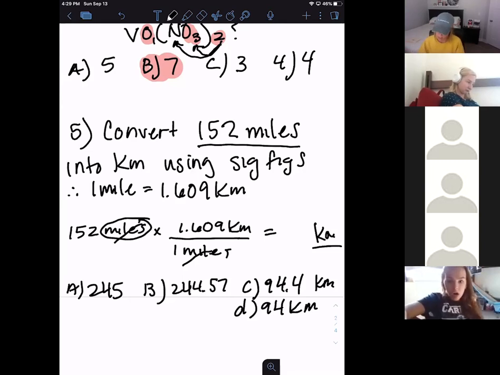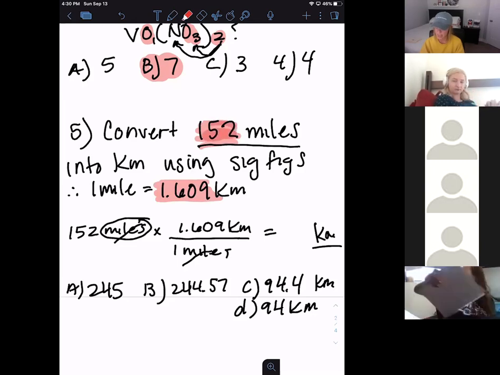But at this point, miles and miles cross out. So I'm basically taking 152 and multiplying it by 1.609. Now the second part of this question is your sig figs. What is the most sig figs that I can keep in an answer for this problem? 3. 3. And the why? Because this is the most accurate, and this is not, but we can't have an answer that's more significant than this, okay? We have to keep it at 3.